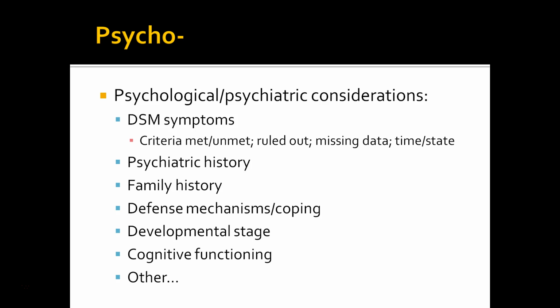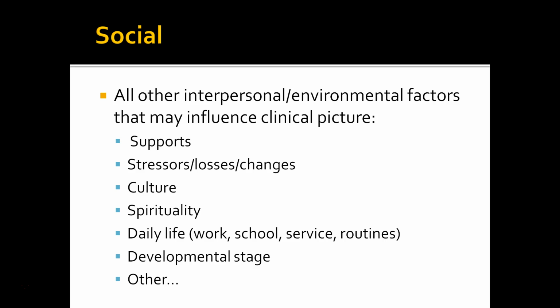What are those types of things that are contributing to this picture? Is there perhaps some delirium, which would be along the biological range, or is there a limit in the cognitive ability for a variety of reasons? Okay. Social, so this is really putting together all the interpersonal and environmental factors that can influence the clinical picture.